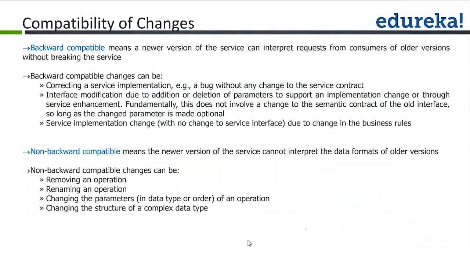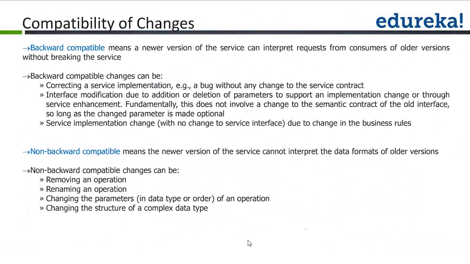So backward compatible changes can be, let's take some examples which are mentioned there on the slide. Correcting service implementation, let's say a service implementation has some bug. Interface modification due to addition or deletion of parameters, and service implementation change with no change to the service interface due to change in the business rules.